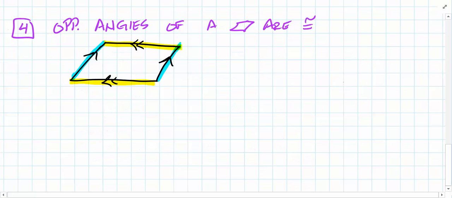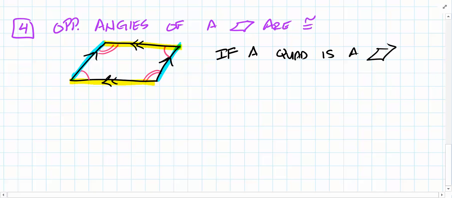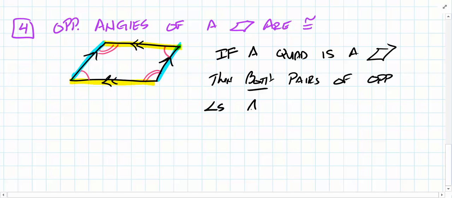Second theorem says this: if a quadrilateral is a parallelogram, then we also know that opposite angles have to be congruent. So what that means is that this angle and that angle are going to be congruent, and this angle and this angle are going to be congruent. It is a theorem, so it's an if-then statement: if a quadrilateral is a parallelogram, then both pairs of opposite angles are congruent.